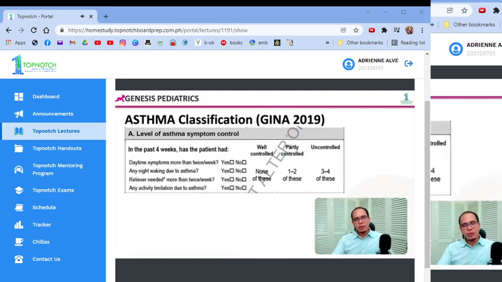Okay? In the 2019 guidelines, that's all it is. Well-controlled, partly, or uncontrolled. It's easier. And you ask 4 questions. What are those? Daytime symptoms, nighttime awakening, the need for reliever, limitation of activity. Okay? If you have none of those, that is well-controlled. If you have 1 to 2, that is partly controlled, 3 to 4, that is uncontrolled asthma. And this will guide your medication regimen.